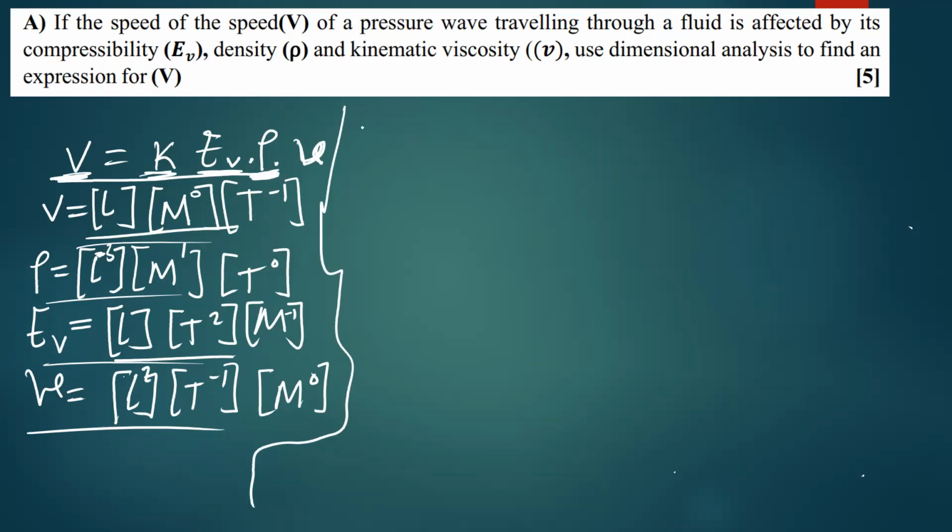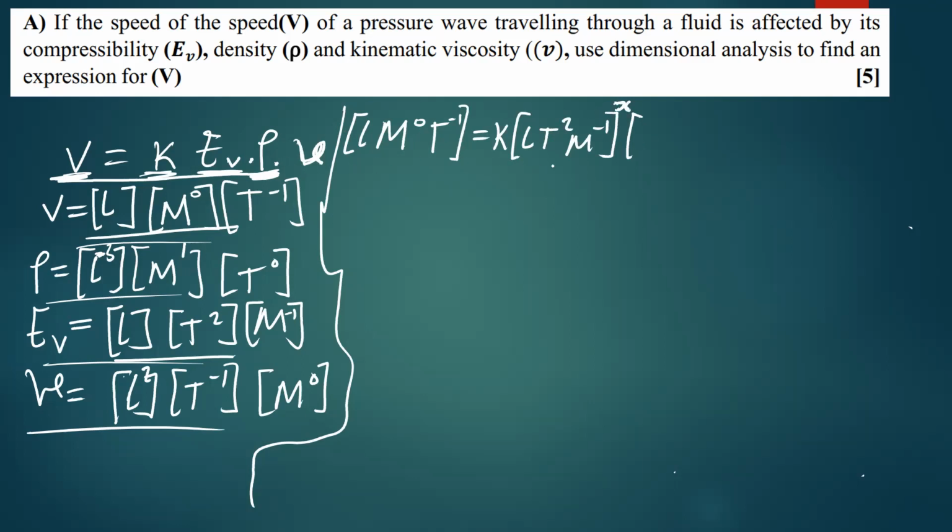All right, so for velocity, I'm going to have L, then I'll have M0, and I'll have T -1. And then we have K there, open brackets. Then for compressibility, we have L, we have T2, then we have M -1. And then I'm going to raise this to the power X because I don't know the power that compressibility is having. So I'll just raise it to the power X.